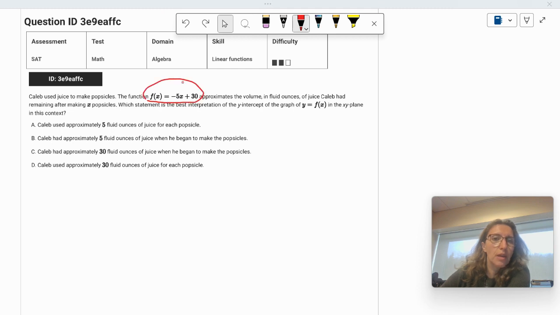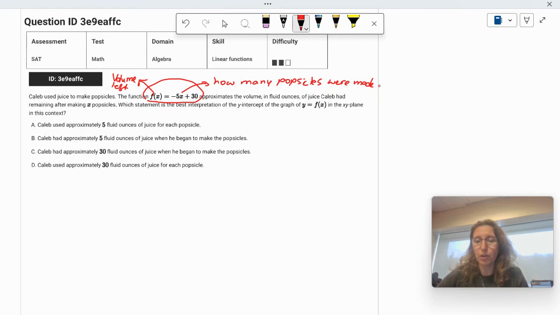F of x is volume of juice left, and x tells you how many popsicles were made. So obviously, the more popsicles we make, the volume will go down, right? Because we're using the volume of juice to make popsicles. And now for the question, which statement is the best interpretation of the y-intercept of that function?